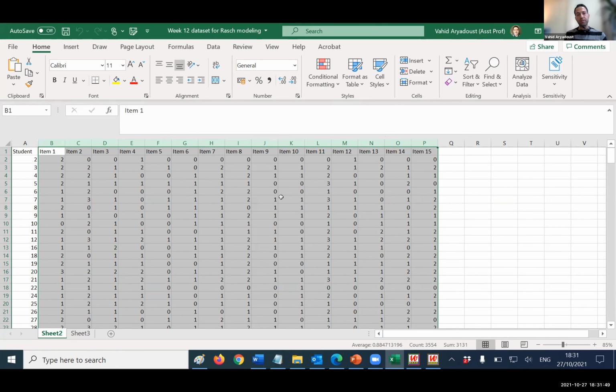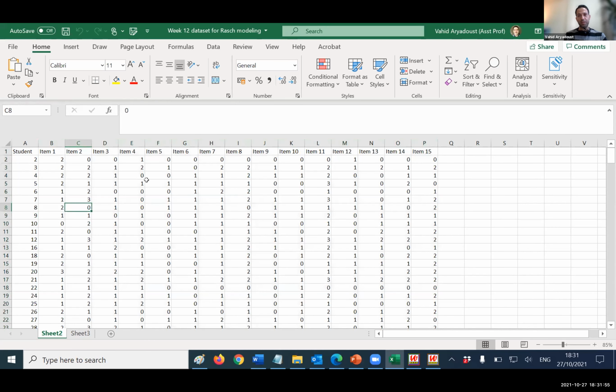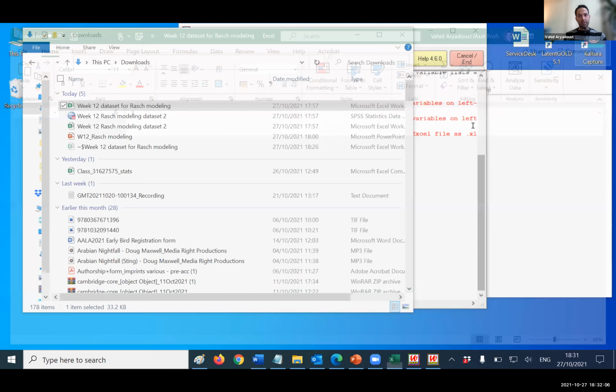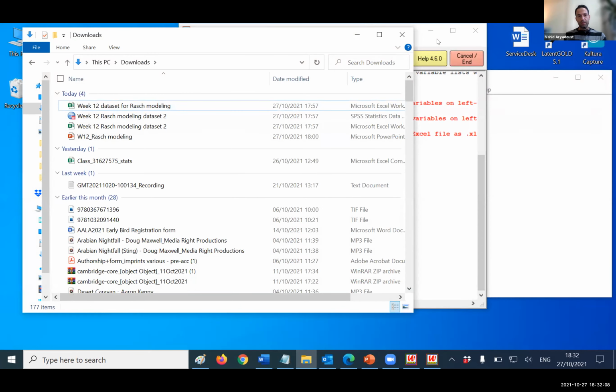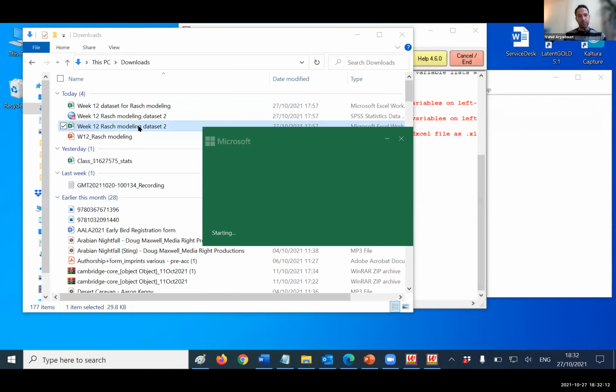Oh, there's something else that I just noticed. As you see, our data is not dichotomous. It's 2, 1, 2, 0. We have got 3 somewhere here, so it's not dichotomous. I'm glad I found it. Okay. Let me look at this data set. Hold on a second.